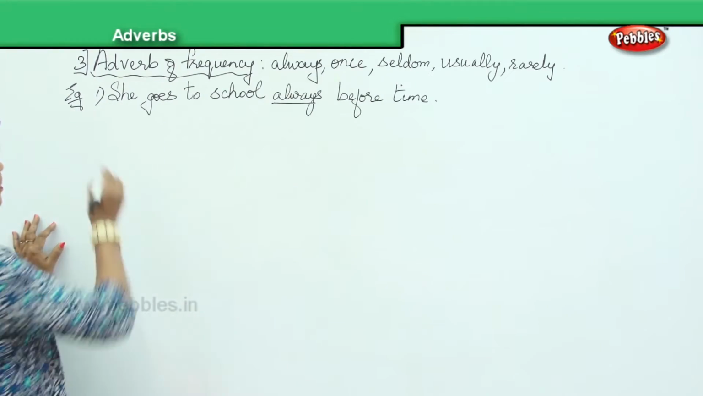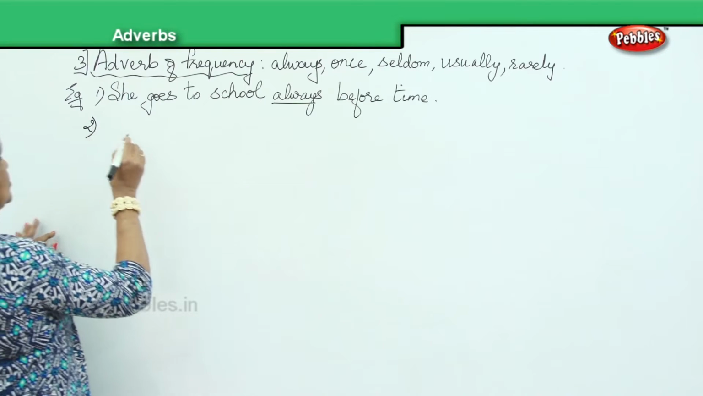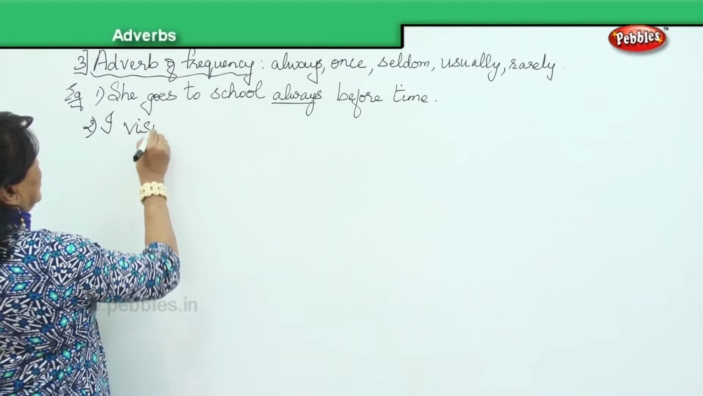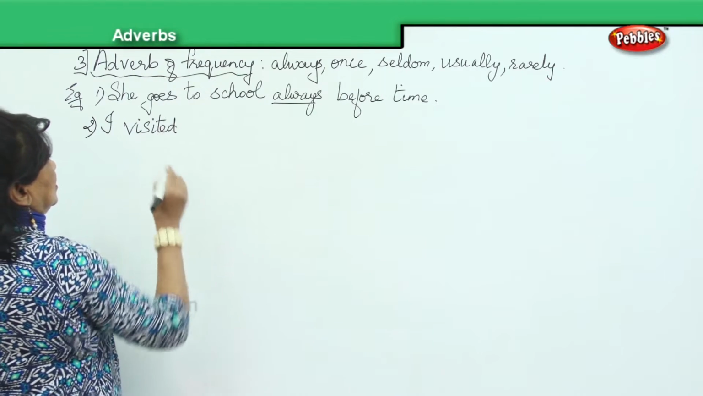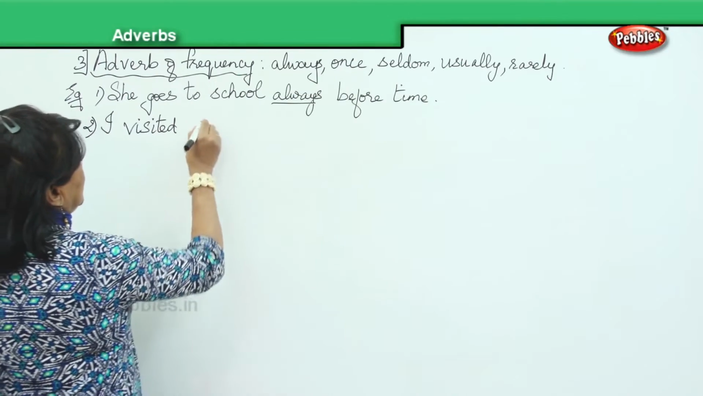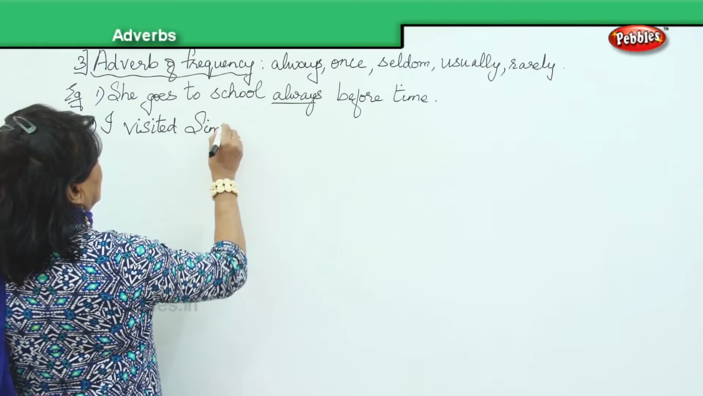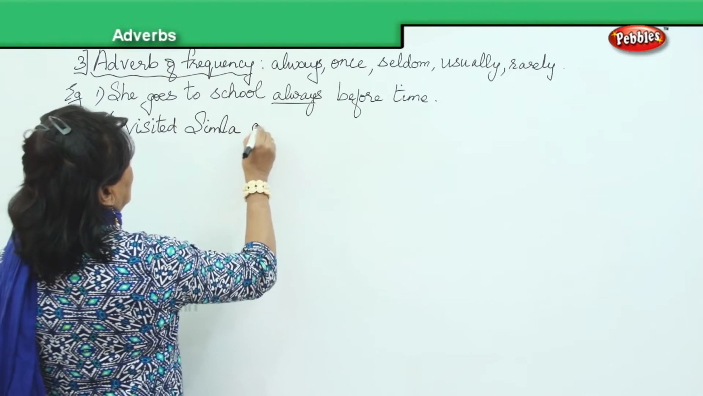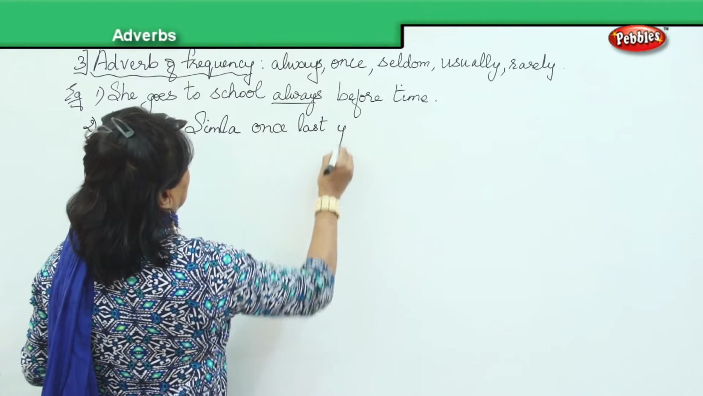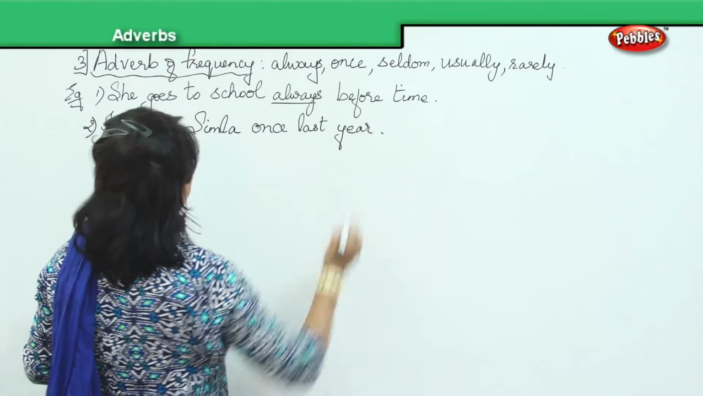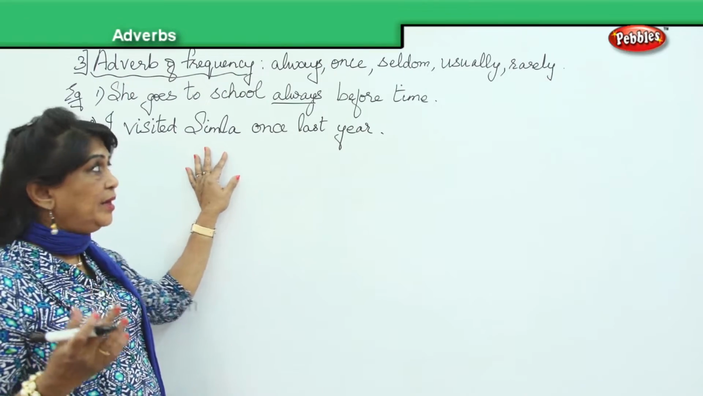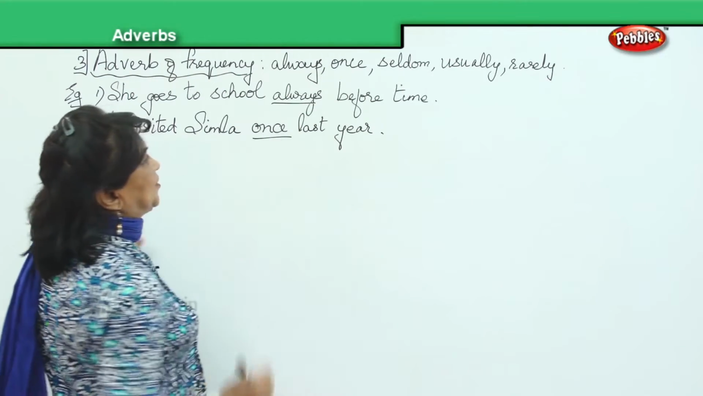Next one. Once. I visited Simla once last year. I visited Simla once. How frequently? Only once last year.